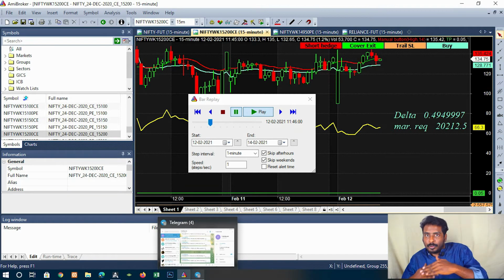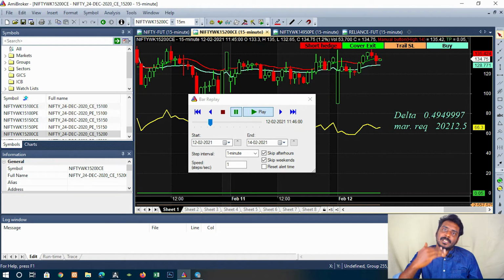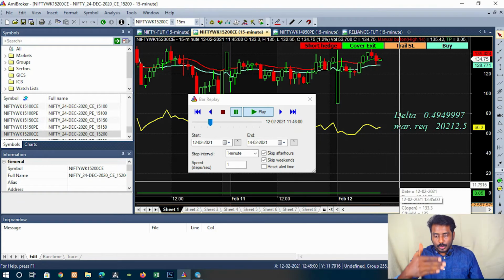So whatever message we are seeing in Telegram, the same price our trade accounts will be, and it will be traded on our accounts. So maybe some 5 paise, 10 paise fluctuations will be there, slippage will be there, because in a fraction of seconds the price moves, premium moves. So this is what we do. So we click on this short edge, immediately the trade happens.